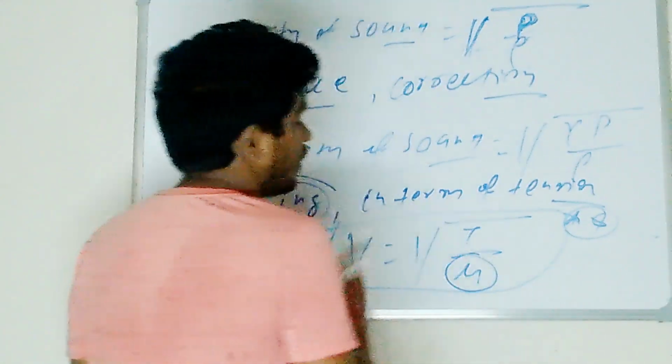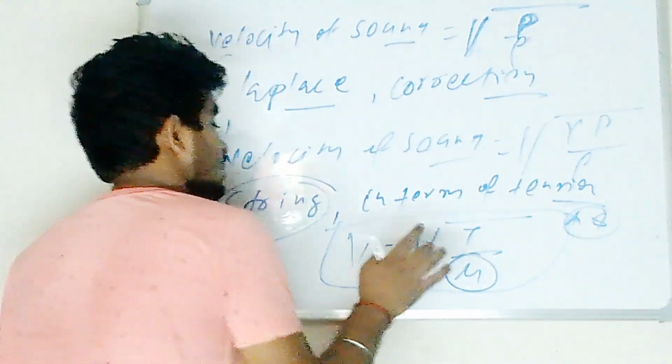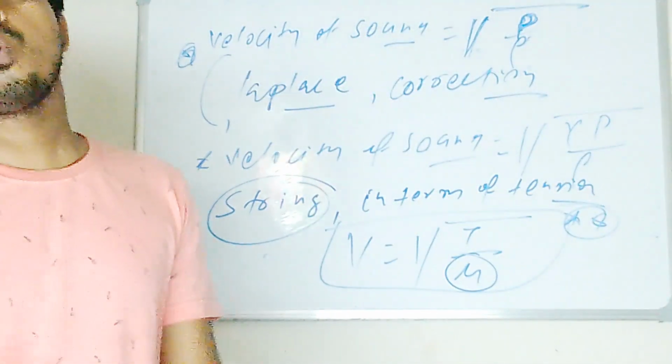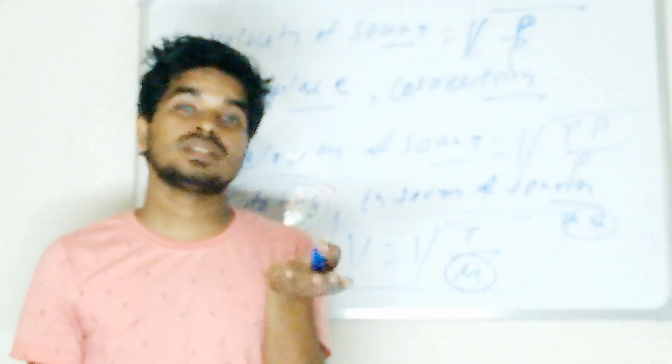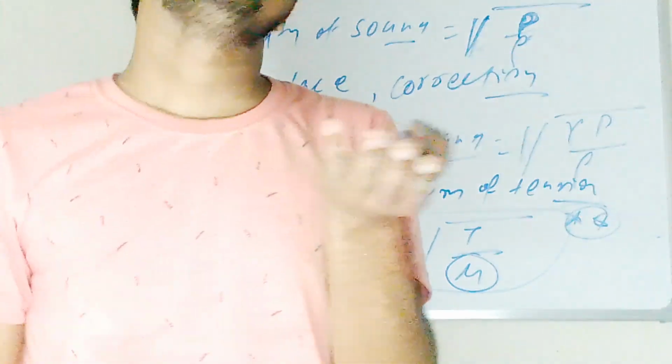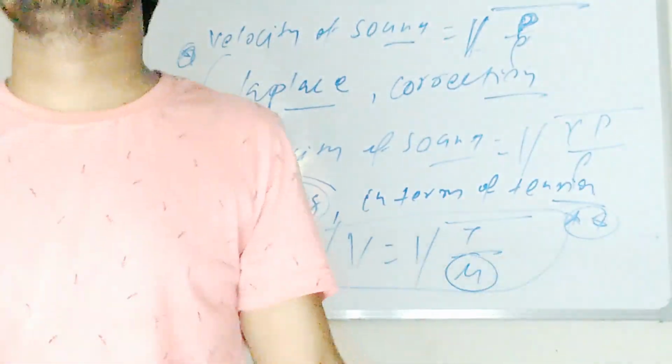What is this mu here? This is the mass per unit length. You need to take care of this thing. This mu is mass per unit length. This is not the whole mass. You need not take the whole mass, because if I am talking about a string, this is linear mass density. In that sense you can think of it. So mu is linear mass density.